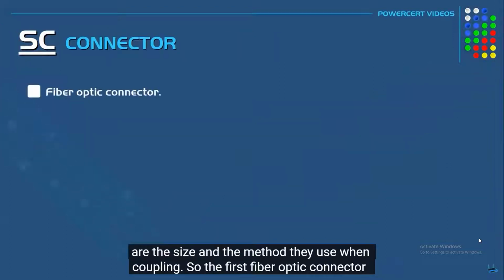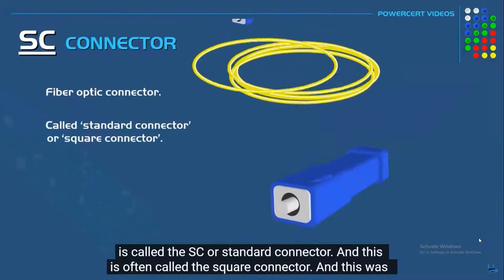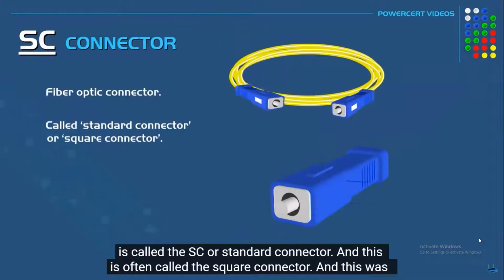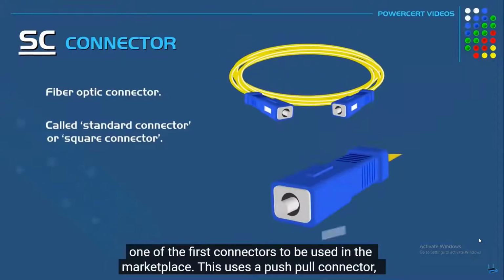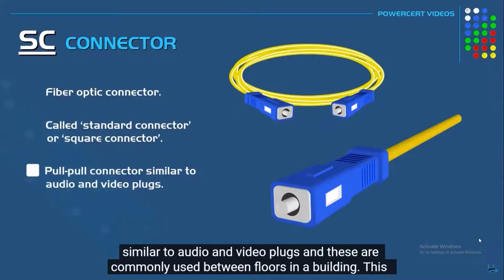So the first fiber optic connector is called the SC or standard connector, and this is often called the square connector. And this was one of the first connectors to be used in the marketplace. This uses a push-pull connector similar to audio and video plugs, and these are commonly used between floors in a building.